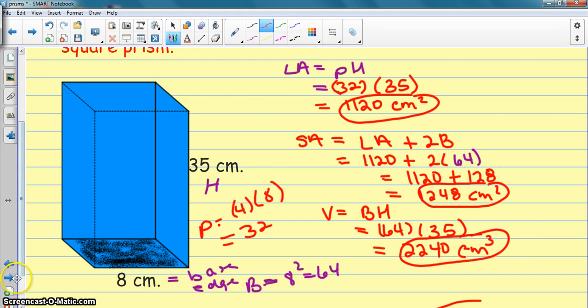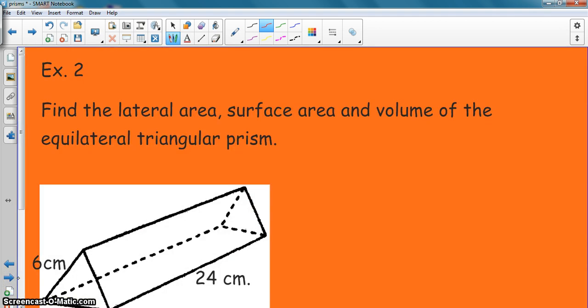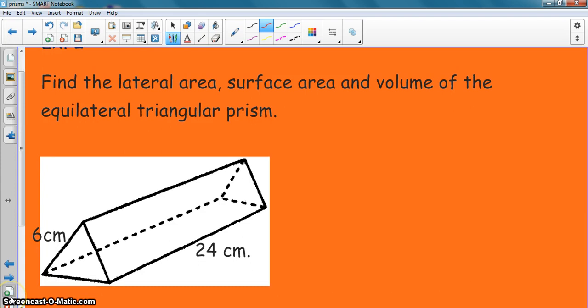Let's look at example number 2. Remember, at any time, feel free to pause and to go back and look at something again. We're going to find the lateral area, surface area, and volume of this equilateral triangular prism. Now in my picture, if you'll notice, I have 24 for a height on my prism. So I'm going to put a little h here so I remember that's the height of my prism.